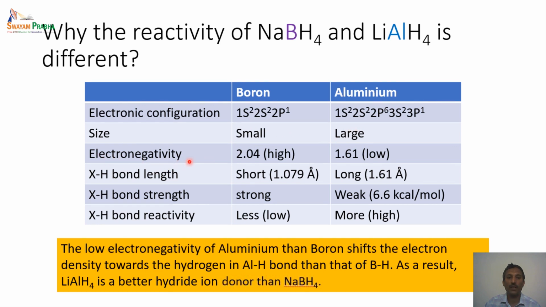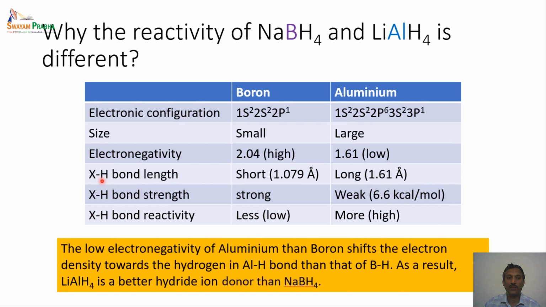And when we compare the electronegativity, boron is very high, 2.04, compared to aluminium, which is 1.61. So this is one of the reasons. We will just find out what the electronegativity has to do with the reduction.